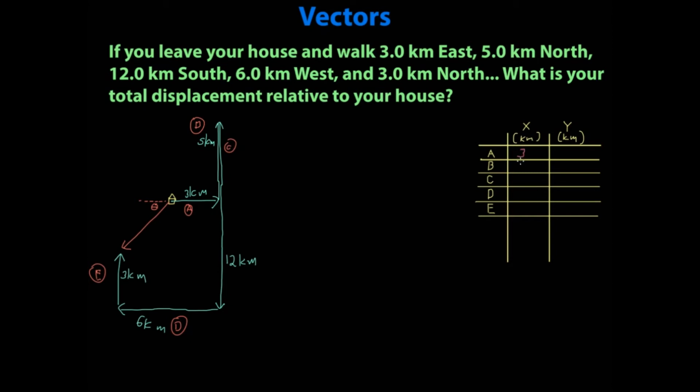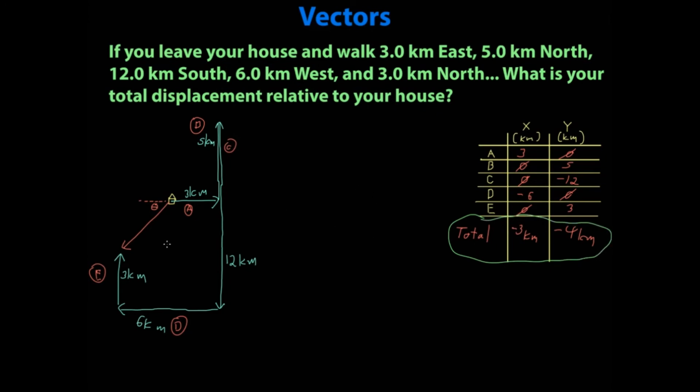A is 3 kilometers to the east, nothing on the y. B, nothing on the x, 5 kilometers on the y. C, nothing on the x, negative 12 kilometers on the y because it's downward. D, negative 6 on the x because it's to the left, nothing on the y. E, nothing on the x, and positive 3 on the y. Then I'm going to get my total. On the x, I have a total of negative 3 kilometers, and on the y, I have a total of negative 4 kilometers. So I'm going to take my total information here and then make a final resultant of it.